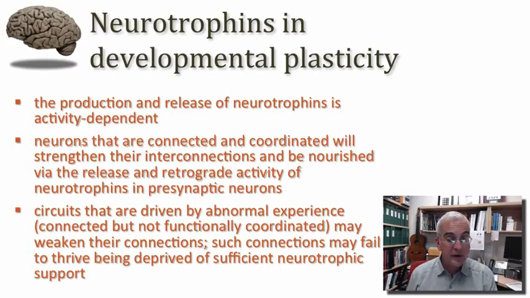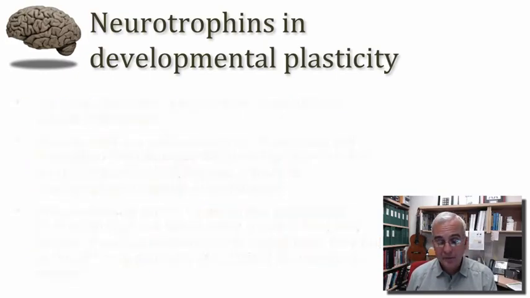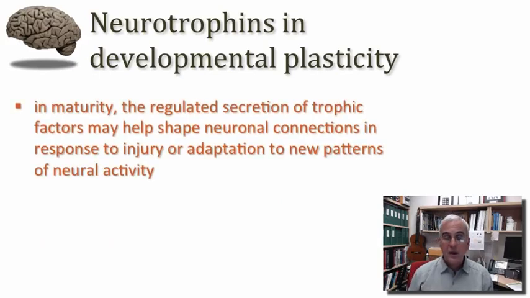Now we can extend these ideas really across the lifespan and suggest that even in maturity, neurotrophins become an important mediator of plasticity as the brain continues to adapt to sensory motor experience.